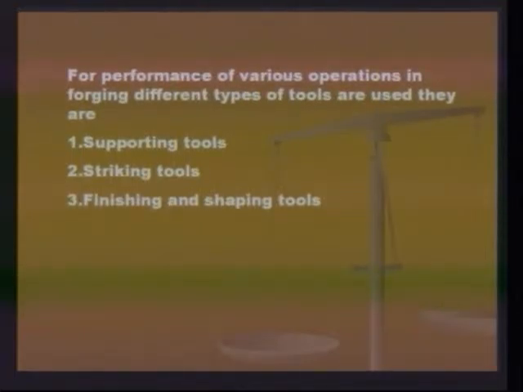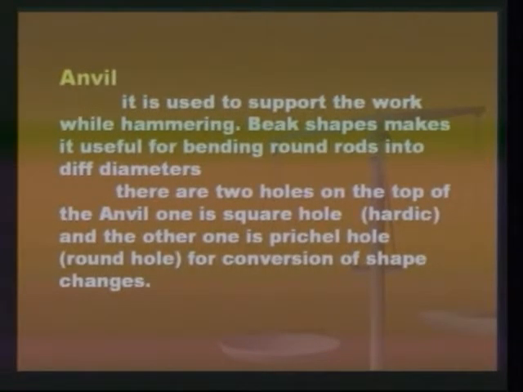They are classified depending upon the uses. The first one is supporting tools, which support the workpiece during the working process. The second one is striking tools, that means by applying pressure or blows, the striking tools are used. The third one is finishing and shaping tools. After the exact forging operation is completed, for removing any small amounts, we go for the finishing and shaping tools.